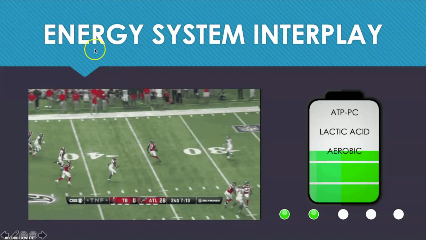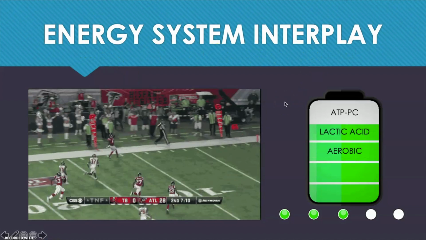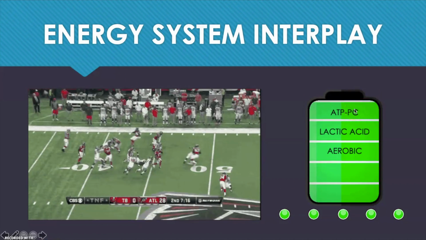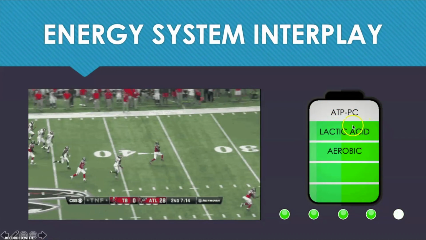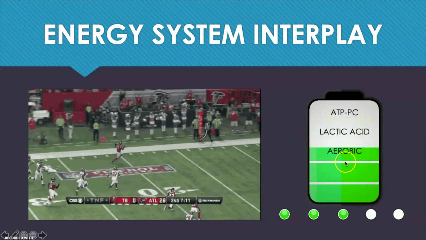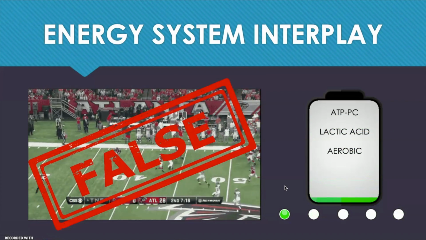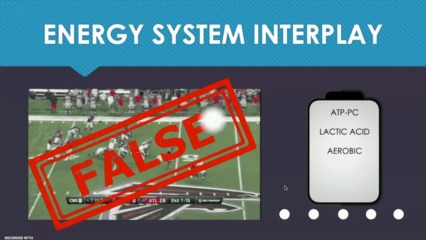Mr. D here. Today we're going to look at Energy System Interplay. Now you may have heard when we're doing exercise that the ATP-PC system provides energy for the first 10 seconds, then it moves over to the lactic acid and then the aerobic. While there is some truth to this, this is not 100% true. Stick around to find out why.